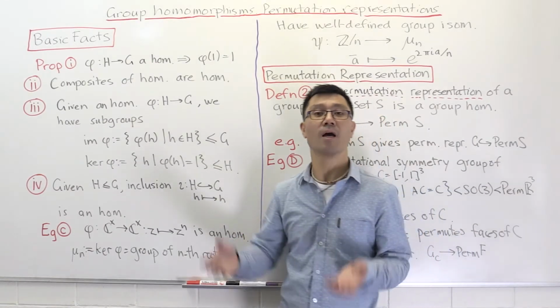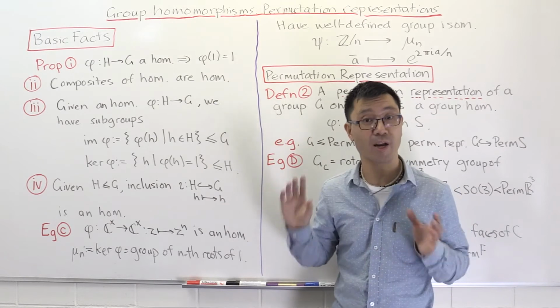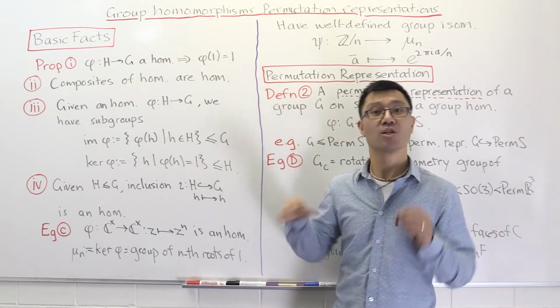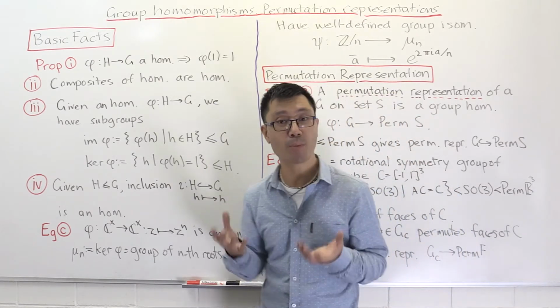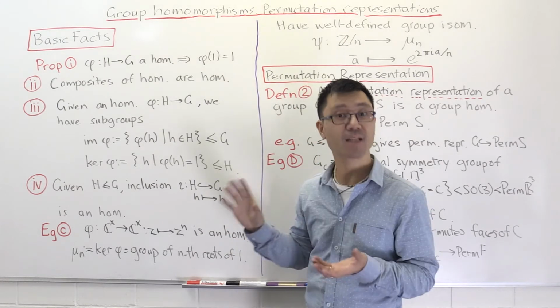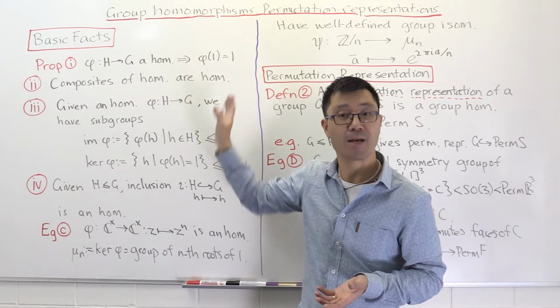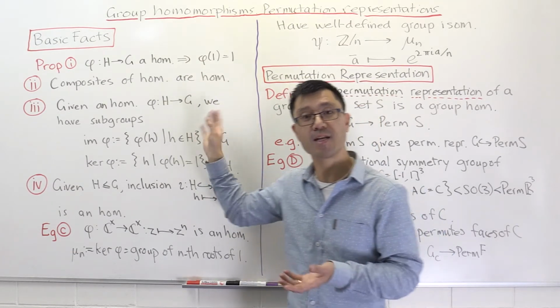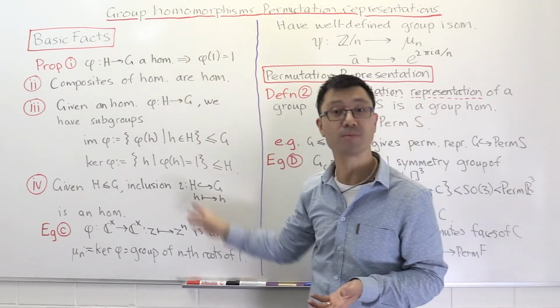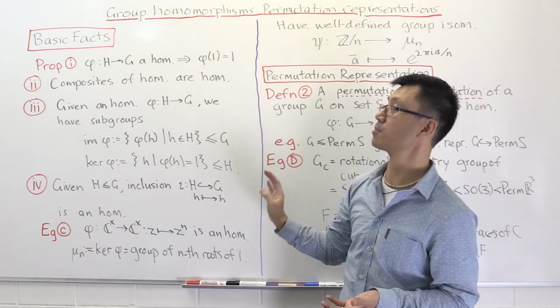So remember, group homomorphisms are the group analog of a linear map. So just as there are lots and lots of nice properties about linear maps, there are analogous properties for group homomorphisms. And I want to show you some of them now. And if you remember they're linear analogs, you should have no problems understanding these concepts.